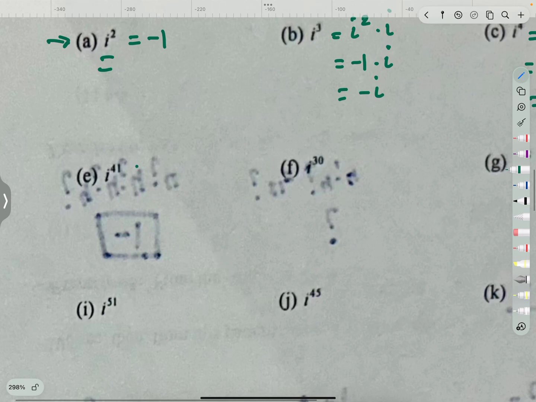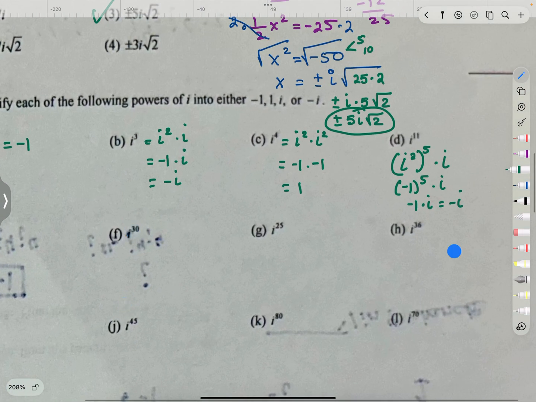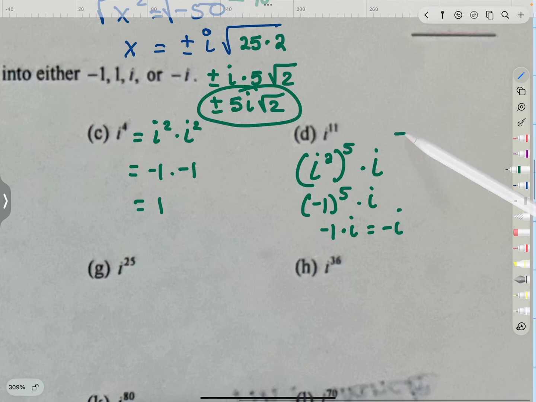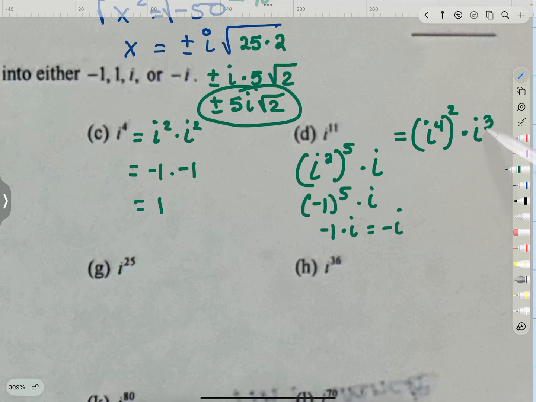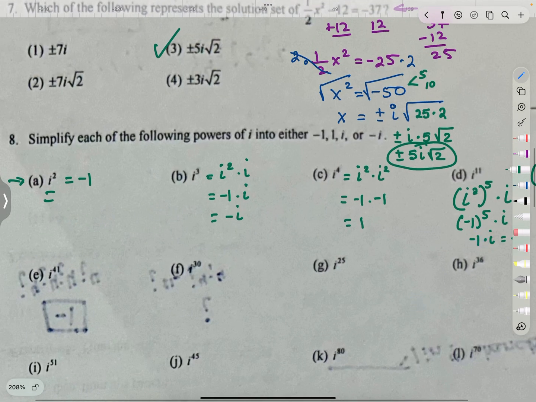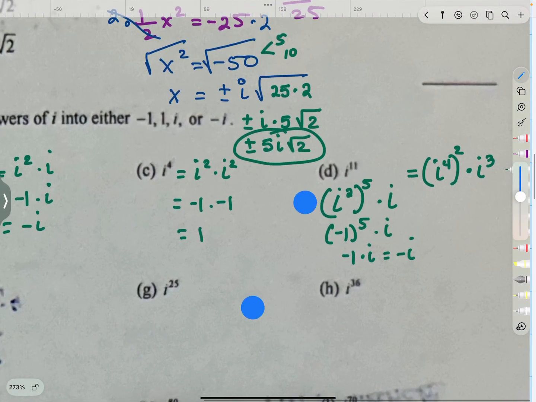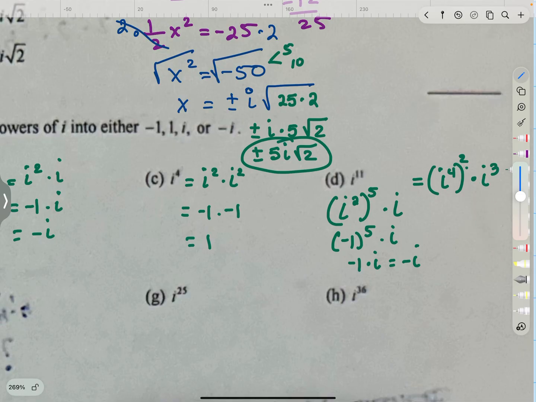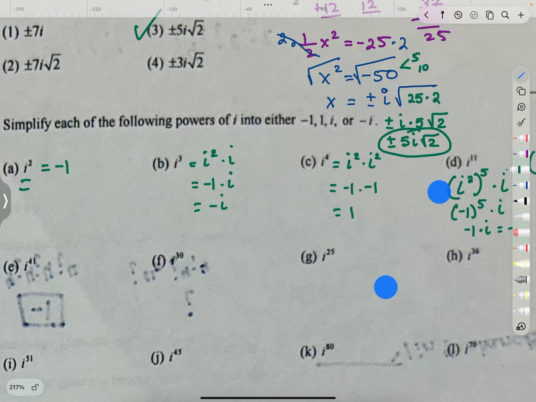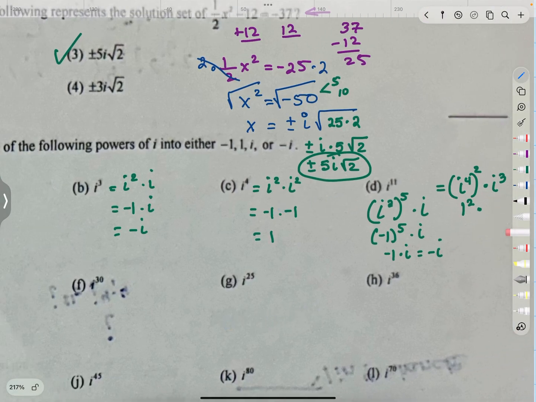i to the 41. This one, 4 goes into, so I guess I could have taken 4 into this guy, but I think it'd be awkward because if I did i to the fourth, there'd be a 2 up there, and that gives me 8. And so I'd still have to take it times another i cubed. I cubed is negative i. That's why I didn't want to do this, because I can't remember i cubed all the time. So it's 1 times negative i, which is also negative i.